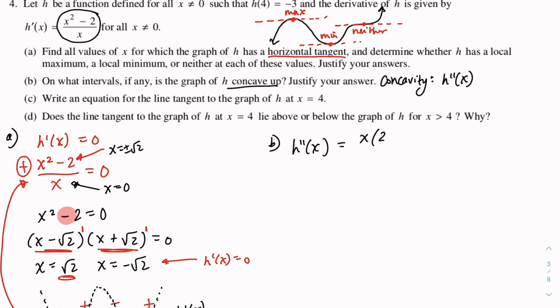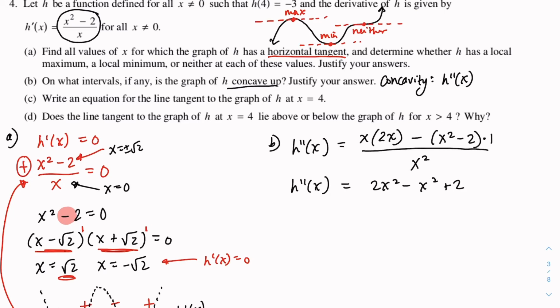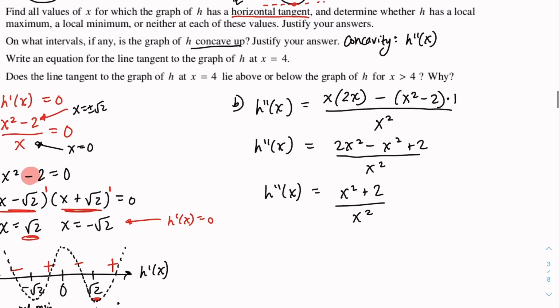Low d high minus high, and derivative of the bottom is just 1, d low, all over low squared. Let's clean that up a little bit. 2x squared minus x squared, distributing the negative, that gives me a plus 2 all over x squared, and then combining our like terms, I have 2x squared minus 1x squared, leaves me with just x squared plus 2 over x squared. Great. We have our second derivative, but the question asks for where we concave up.